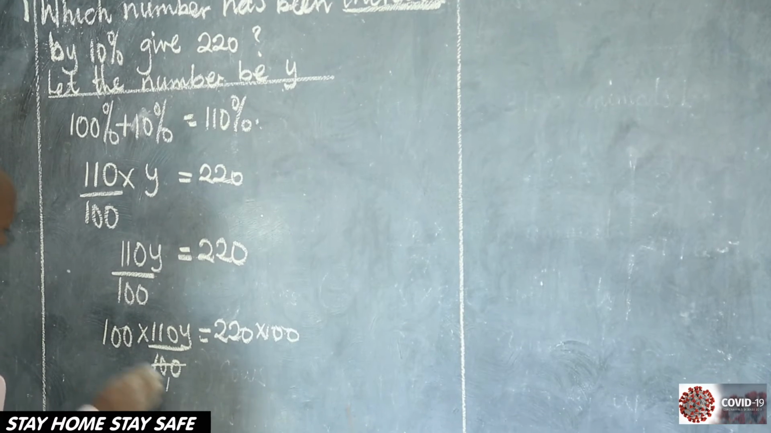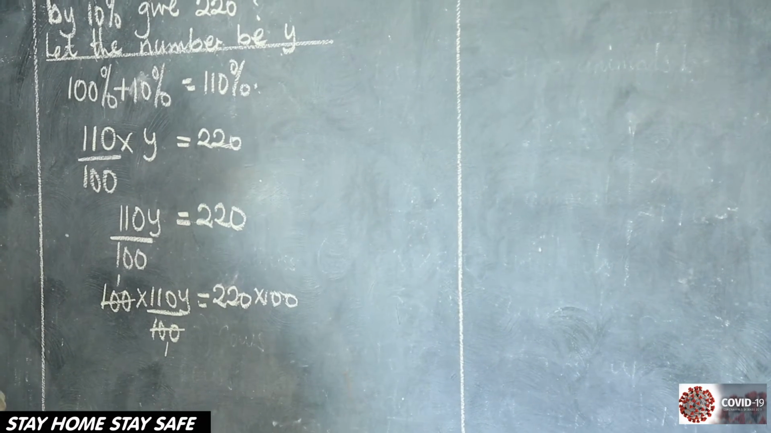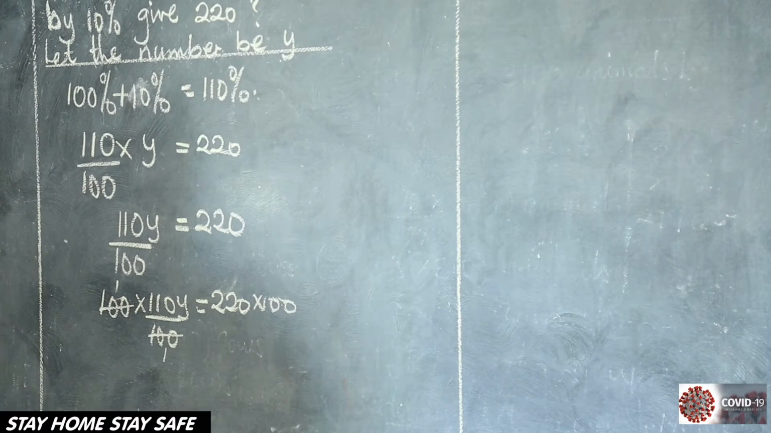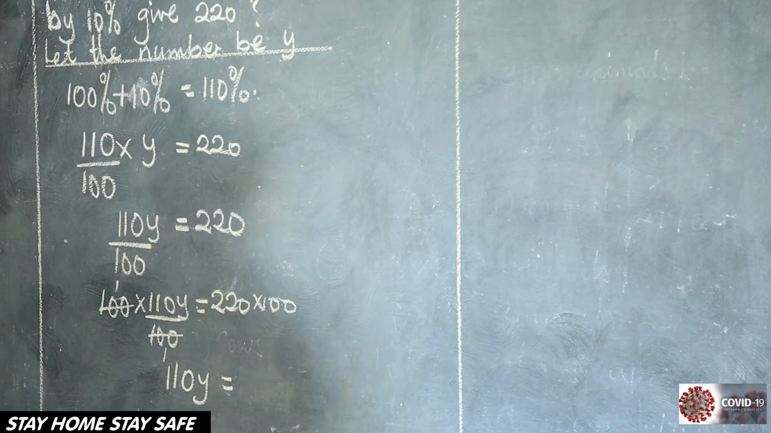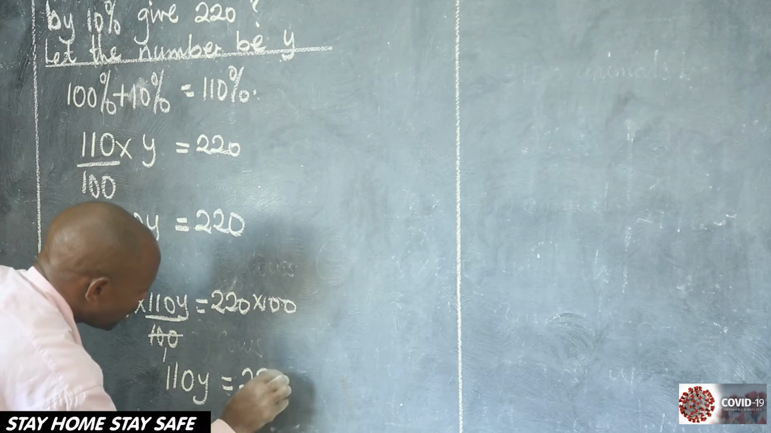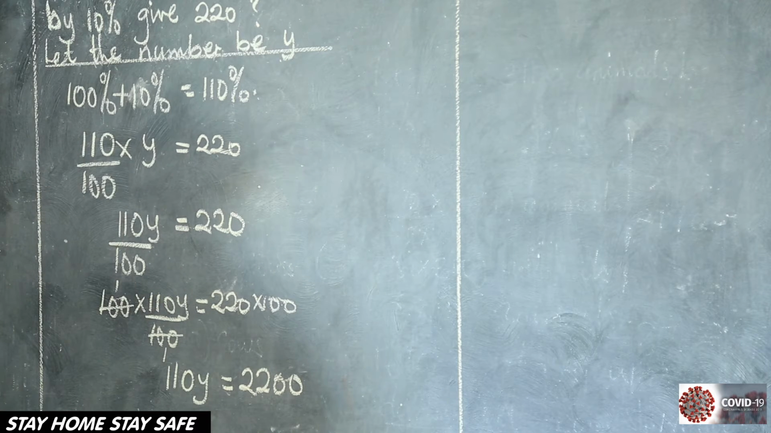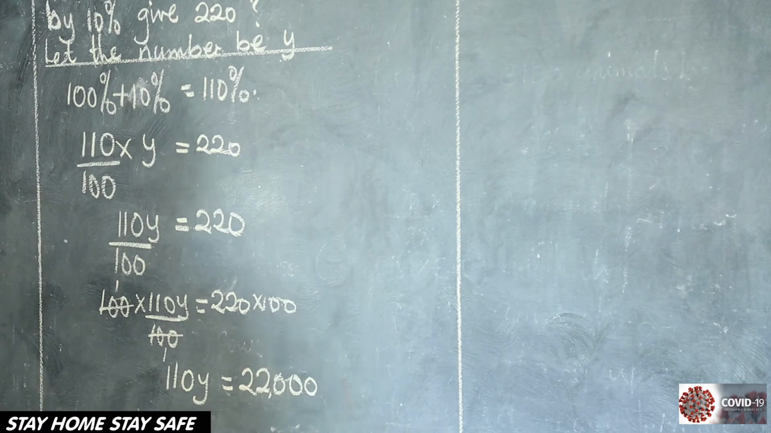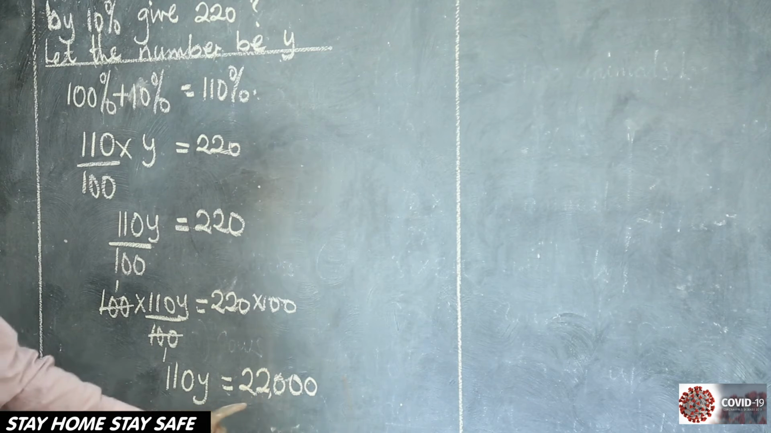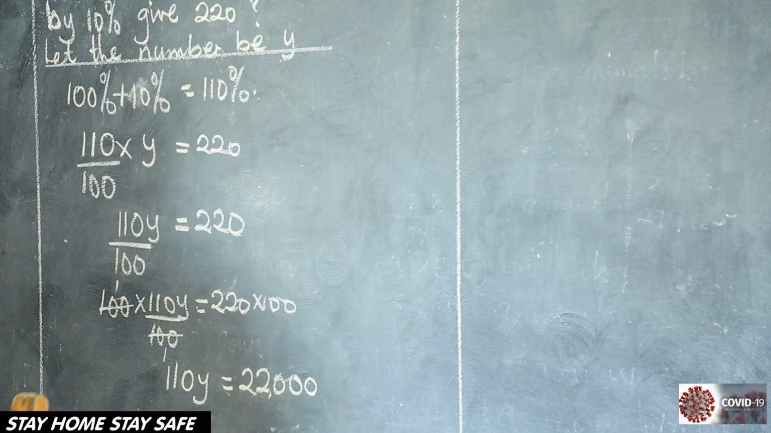Then we cancel the 100 this side, and this is going to give us 110y, which is equal to 2,200. Is it 2,200? No, it is 22,000. So I have 110y, which is equal to 22,000 as our new equation which we have got after eliminating the denominator.